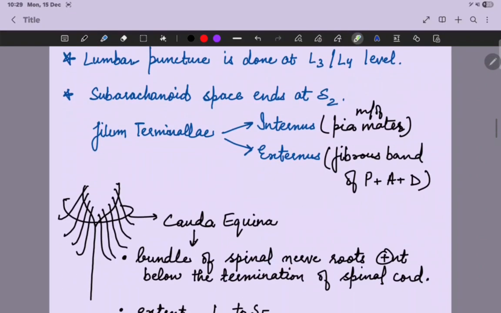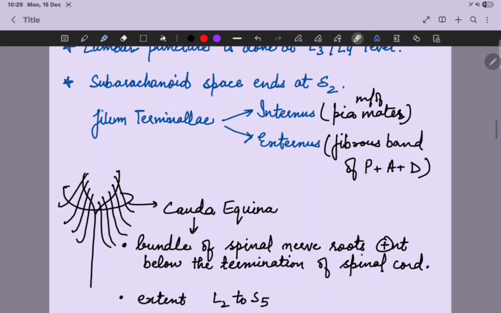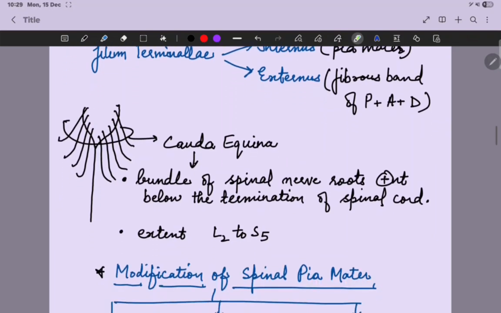Then this filum terminale can be divided into two parts, the internum filum terminale and the externum filum terminale. The internal part is composed of the pia mater only. And this external part is basically composed of the fibrous band of pia mater, arachnoid and the dura mater, all the three.